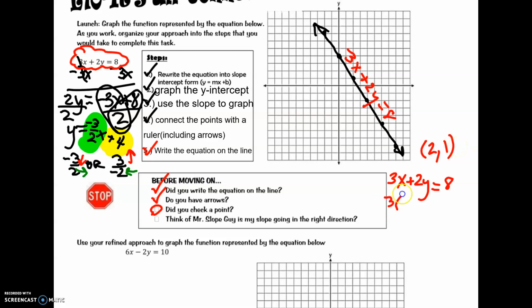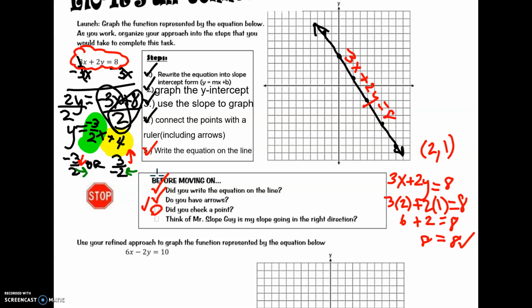So 3 times my x value, which is 2, plus 2 times my y value, which is 1, should equal 8. 3 times 2 is 6. 2 times 1 is 2. And here I get 6 plus 2 is 8, which is in fact the correct one. So now I checked a point.